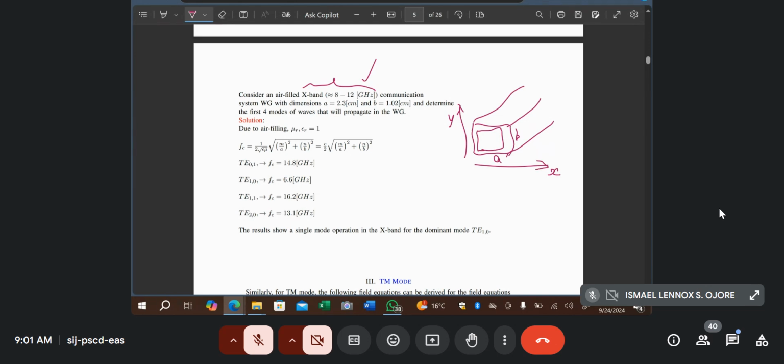So you start with TE modes. So we have TE modes MN. You can get the fc for MN, 10, 11. Then you go to 20, 21. You can have 12.